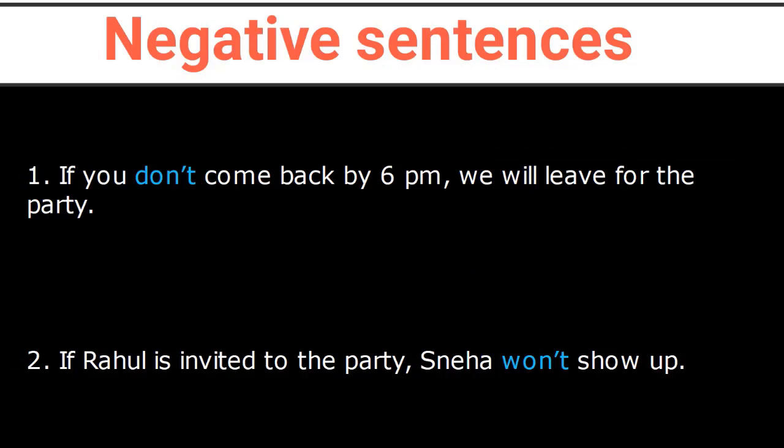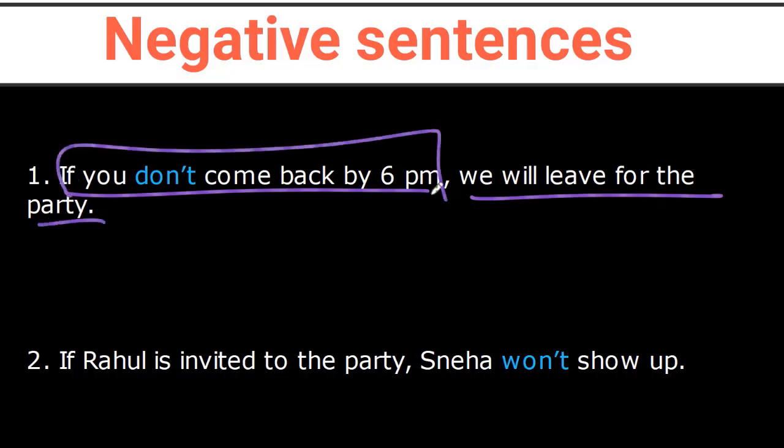As I told you, either clause or both the clauses can be negative. You can do that. If you don't come back by 6 p.m., if this doesn't happen, this will happen. We will leave for the party, right? So this is a negative clause. The condition is negative and the result is positive. If you don't come back by 6 p.m., we will leave for the party.